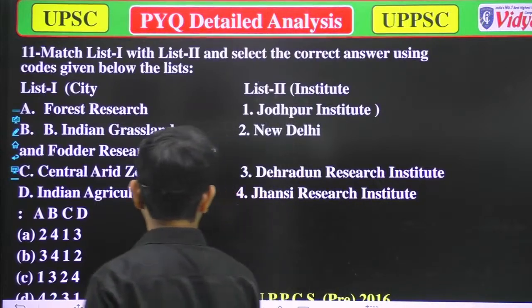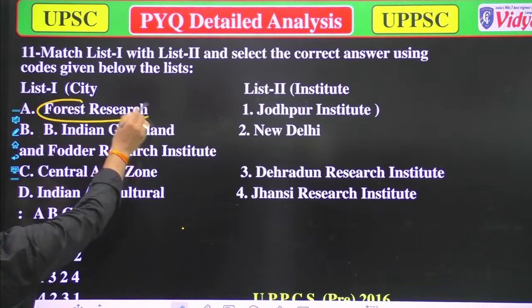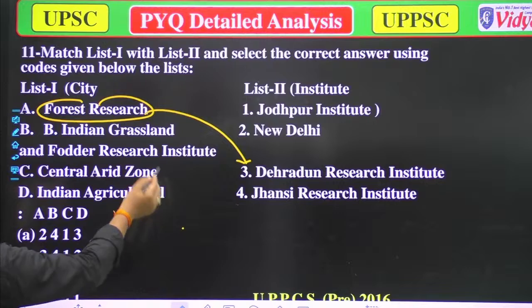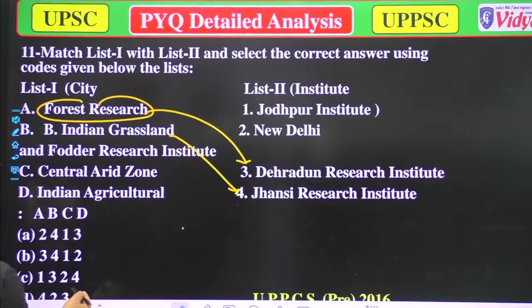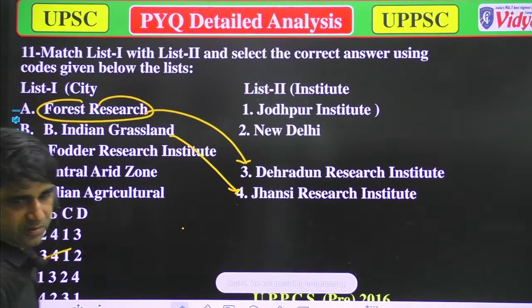Well, M, the Forest Research Institute is situated at Dehradun. So 1 is correlated with 3. Again, the Indian Grassland and Fodder Research Institute is at Jhansi, so B4. Okay, B4 and A3, so option B is correct. And what is your answer?